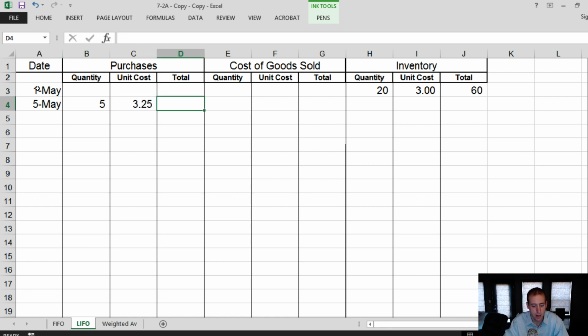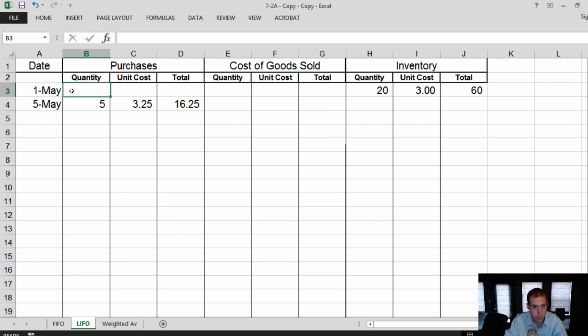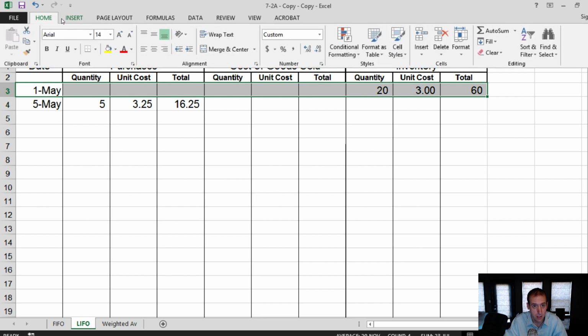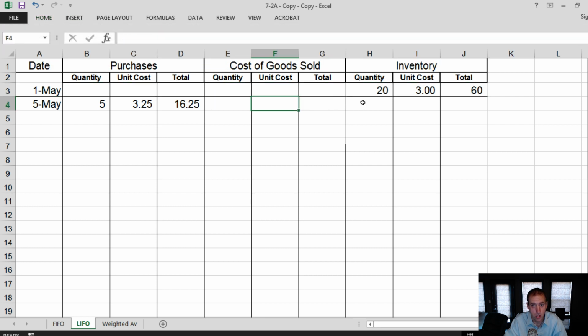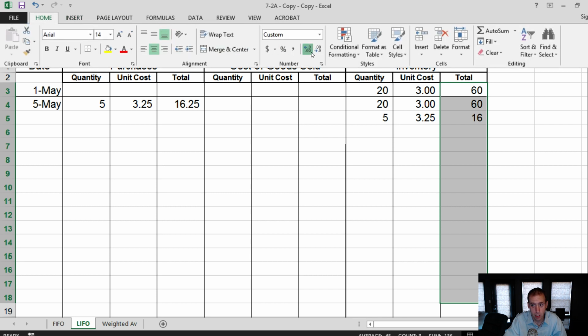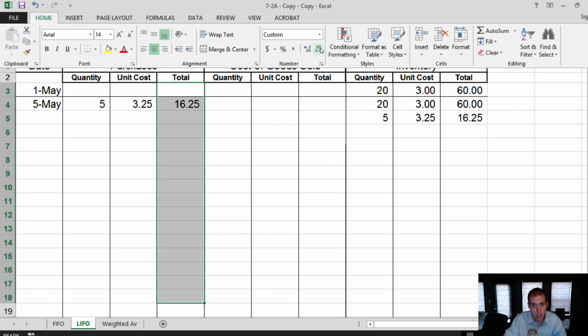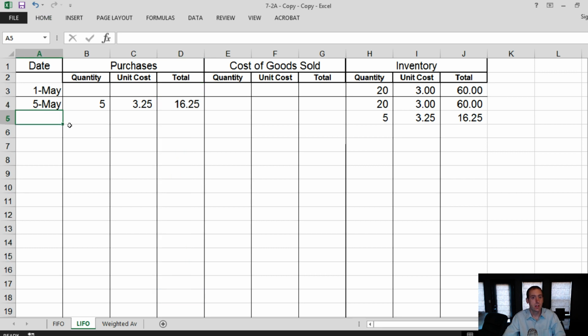Five at 3.25. 5 times 3.25 is not 16, it is 16.25. Let me just get a little formatting done here as well. So we had 20 at $3. We're adding 5 at 3.25 to give us 16.25. I'm just going to get the decimals in the right spot here, and I'll have to do it again in the middle in a minute. Okay, there we are. So that's May 5th in the bag.